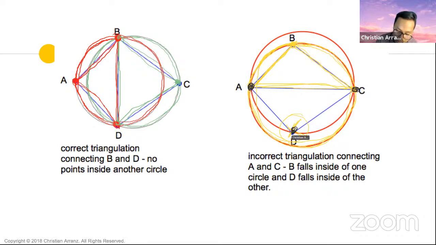When you make the circle of A, C, and D, the black one that I'm tracing, what will you notice? It contains point B. So it should not contain any other points. That's what it means. Okay, that's how you know if it's the correct one.